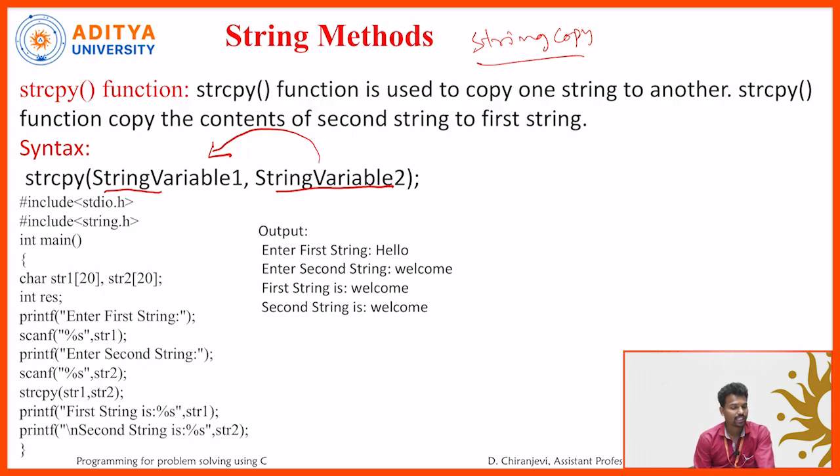Now let's understand with an example. Two strings, string 1 and string 2, are declared, and you read two strings. After that you perform string copy, str1, str2. What does it mean? It means string 2 will be copied to string 1. Earlier the first string you had given was hello and the second string welcome. After string copy, if you print the first string, you will get welcome. The reason is string 1 is copied from the string 2 value, and string 2 is the same, that is welcome.